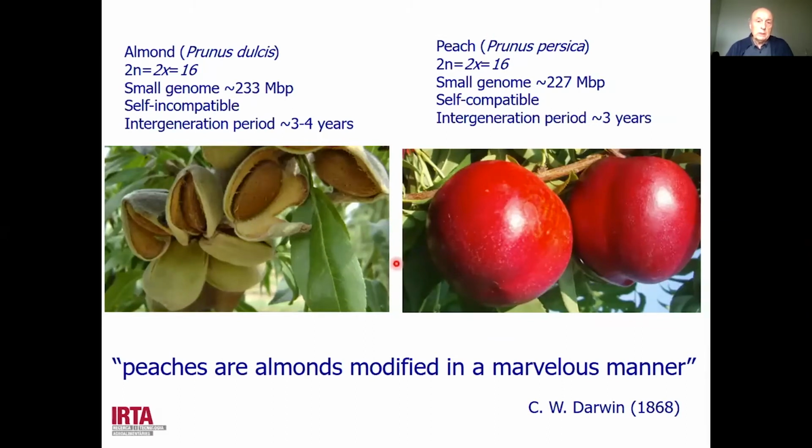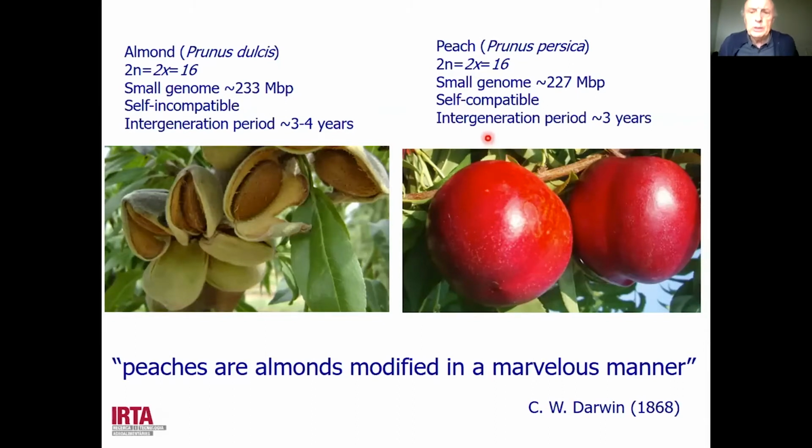And these two species are obviously very different, at least the product is very different, the peach being the fruit and the almond being the seed, but they share many things in common. Both are diploid with a small genome, and the main thing is that they can be intercrossed and they produce fertile progeny. Actually, this was known a long time ago, and Charles Darwin thought that peaches and almonds were the same species, and that peaches were a breeding product of almonds, which is not the case.